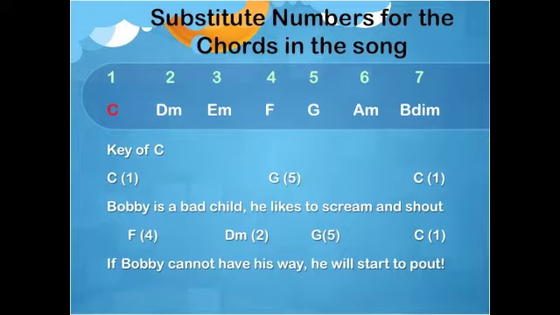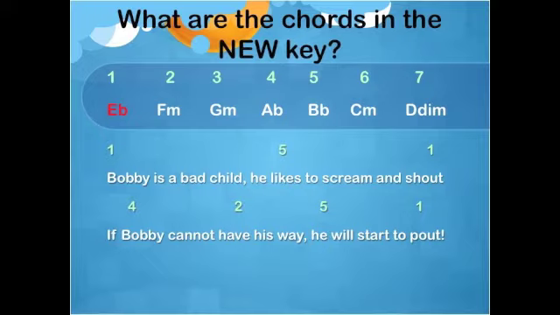Bobby's pouting. Now let's suppose I want to transpose this thing into the key of E flat. What do I do? Well, I take the E flat major scale, which you saw in one of the previous charts, and I write out the chords, and I put the numbers above these chords. Again, 1, 2, 3, 4, 5, 6, and 7, just like you see here.